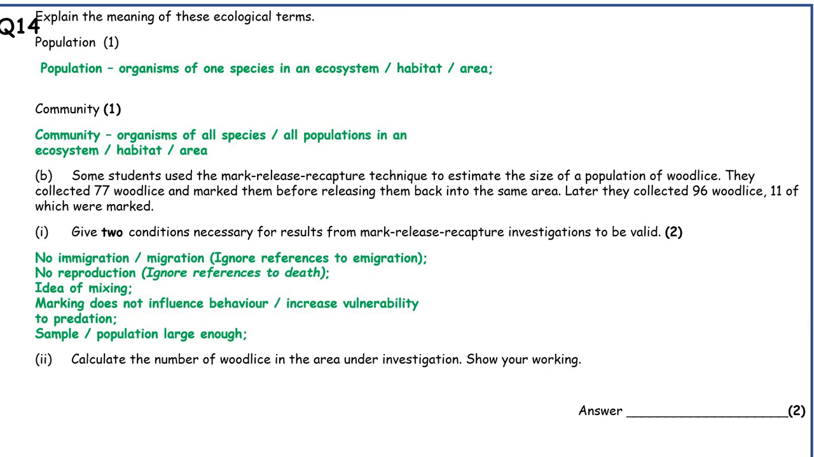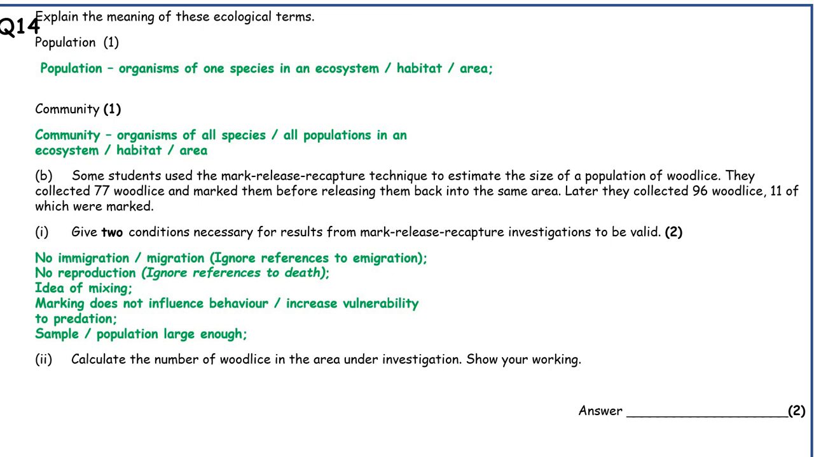So you assume that there's no immigration or emigration, there's no reproduction, that they mix, that marking does not influence their behaviour or increase vulnerability to predators, and that the sample or the population is large enough.